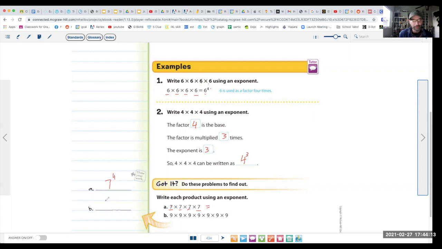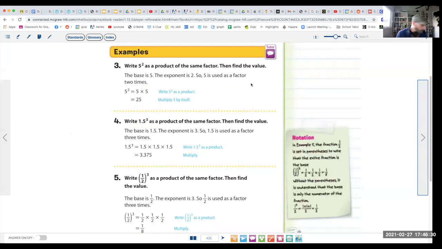We have 9s, right? So it's always 9 is the base. We have 1, 2, 3, 4, 5, 6, 7. So it would be 9 to the 7th power, which will also be a very big number. All right, so now let's go to the next page, which is 435, right?